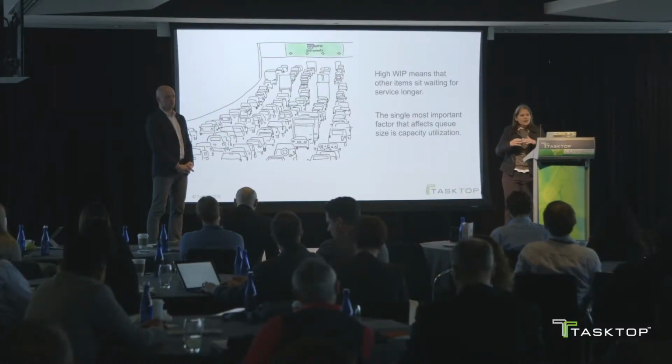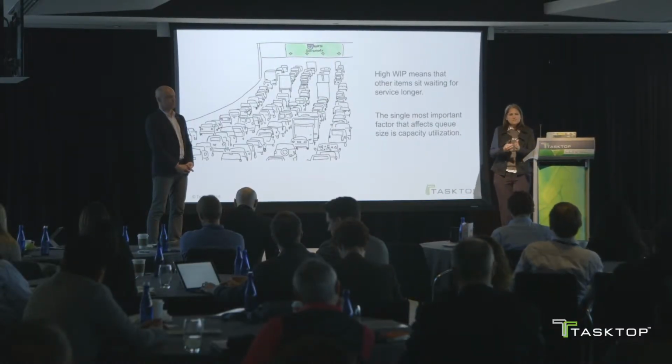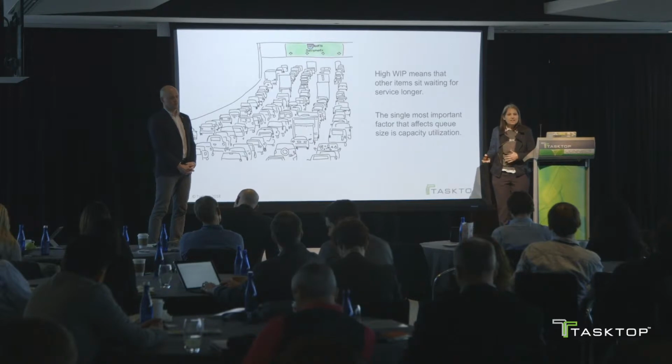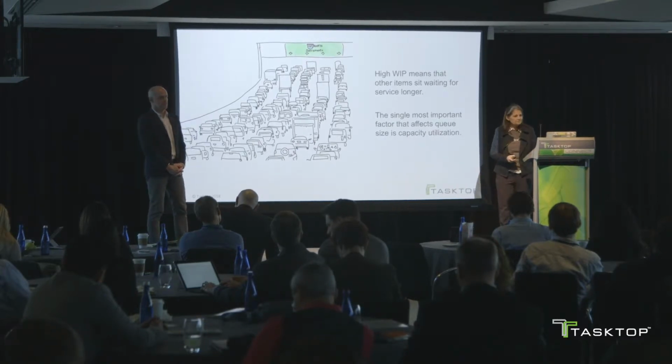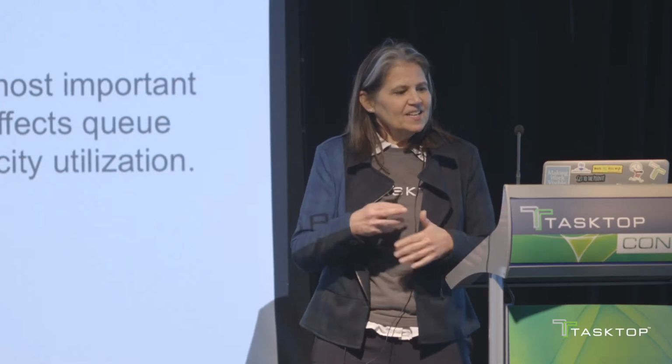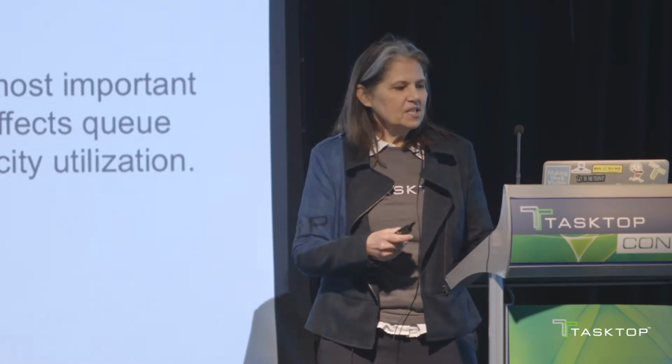High WIP limits means that you're waiting. You're waiting on service longer. You're waiting on dependencies. You're waiting for people to become available. And so the single most important factor that impacts queue size is capacity utilization.